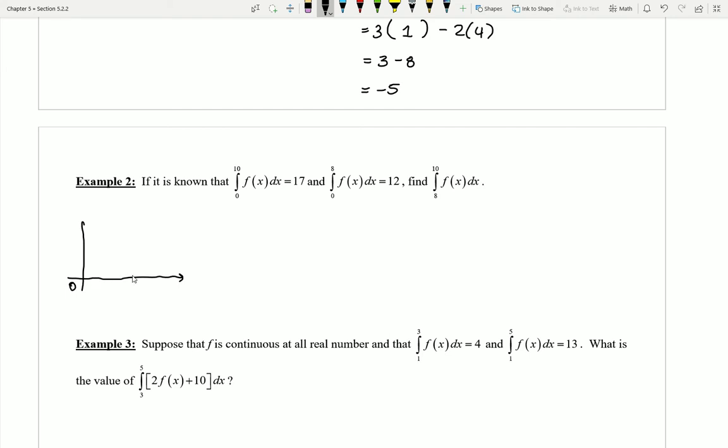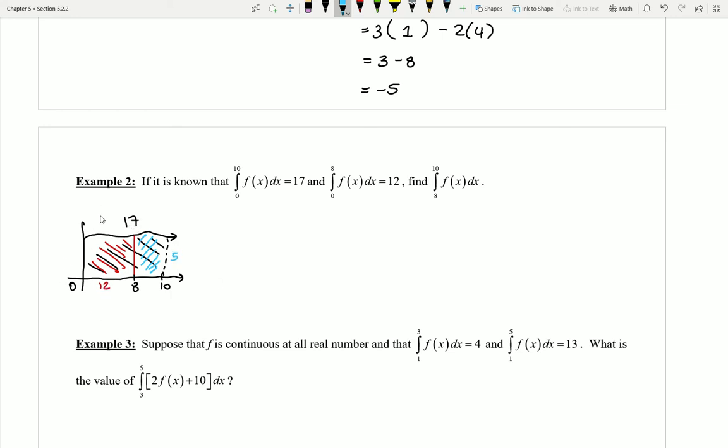Notice I know areas from 0 to 8 and also from 0 to 10. So the area from 0 to 10, this much area in here, is 17. However, the area from 0 to 8 only has a total area of 12. So how much area must there be from 8 to 10? This picture illuminates the answer very quickly. If this is the space from 8 to 10, then this area would have to be 5, because 12 plus 5 has to make 17.